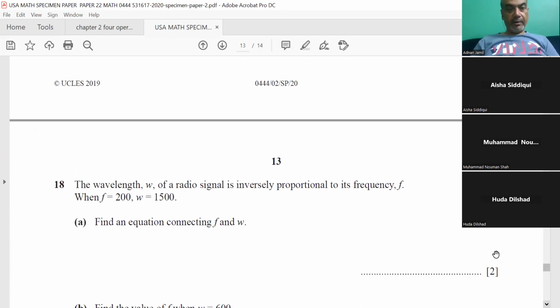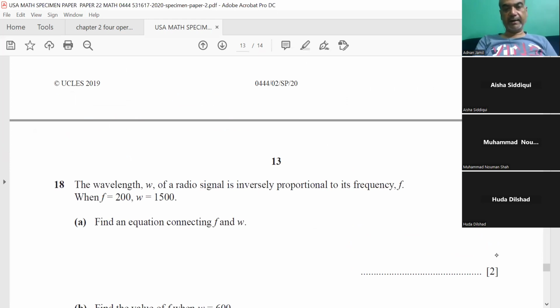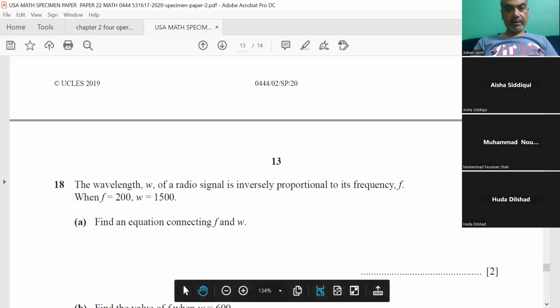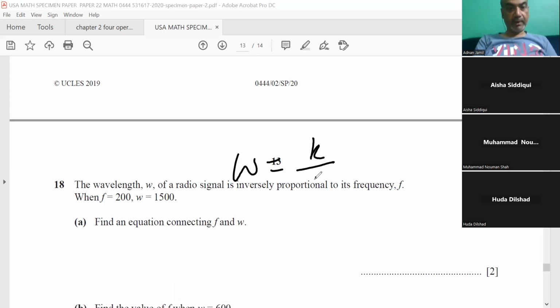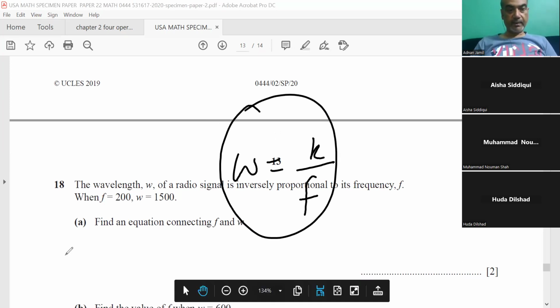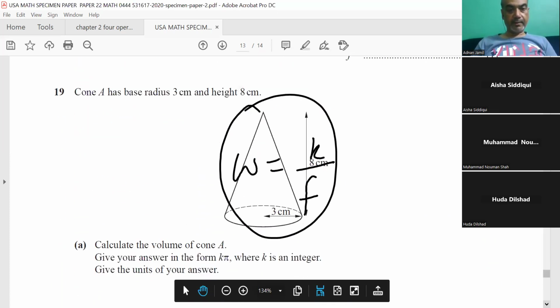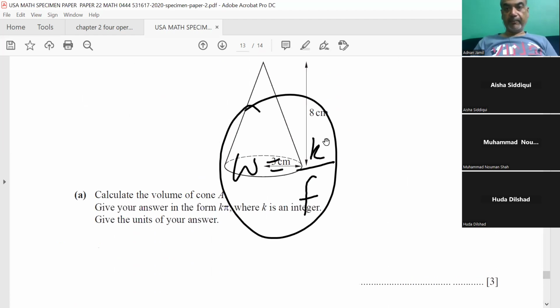Question 18, you can easily do it. It's an equation connecting F and W. So you know that F is equal to K, W is equal to F upon W, right? W is equal to K upon F. And then you will find out the value of K. Yeah, very important this one.